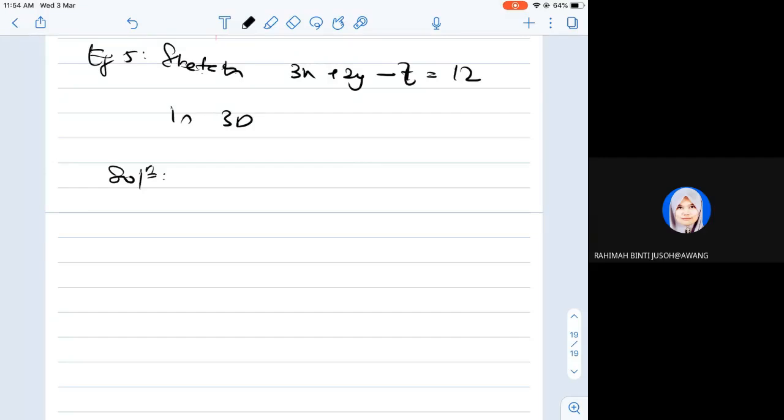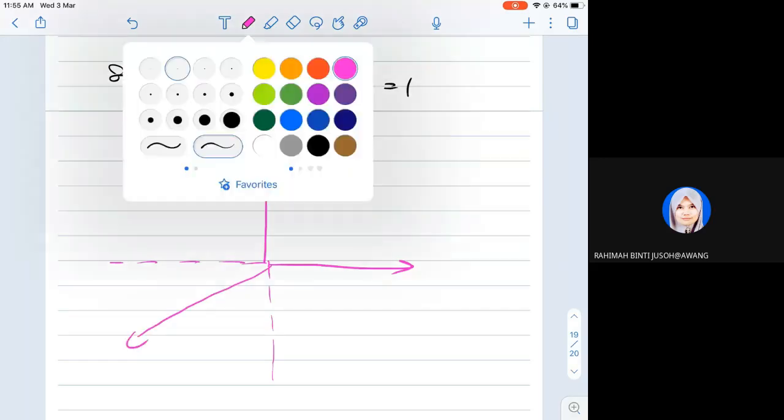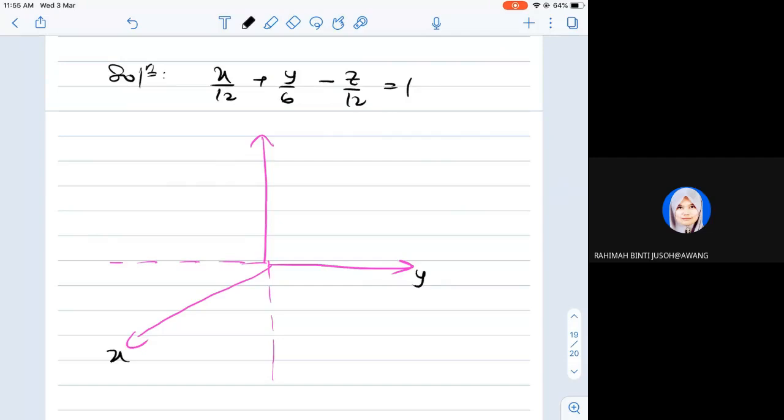Okay, so next what you should do is we have to divide everything by 12, isn't it? Bagi semua 12. So x over 4, X over 12 plus Y over 6 minus Z over 12 equals to 1 kan? Ini paling mudah sekali guys. Ni memang you all boleh lukis dengan gembira sekali. Dia tak ada isu parallel, sebab semua variable ada. Cuma you have to be careful in terms of positive negative tu sahaja.